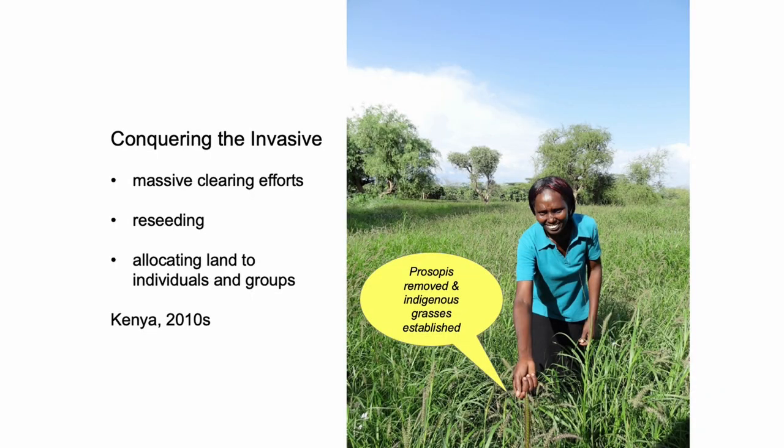Nevertheless, there are examples of where it has been brought under control. One is here in Baringo, Kenya. But the problem is still very widespread and is endangering rangelands throughout the region.